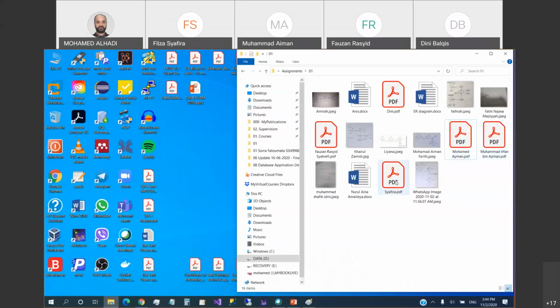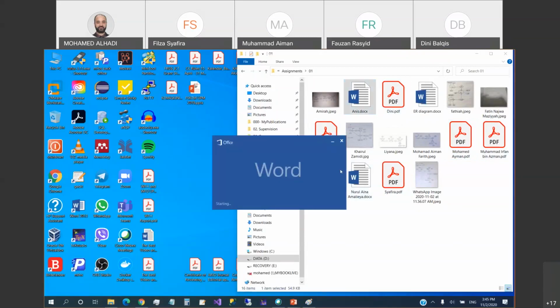Who else? We still have this. Shafira already done, Fawzan done, Muhammad Ayman done, Muhammad Ihsan done, Daini is done. So we still have three Word files.